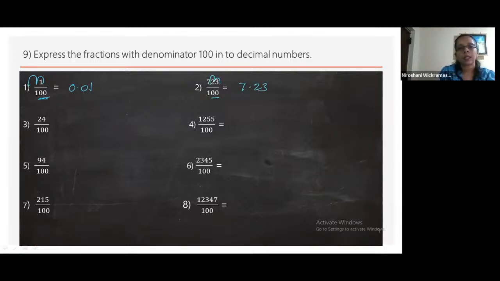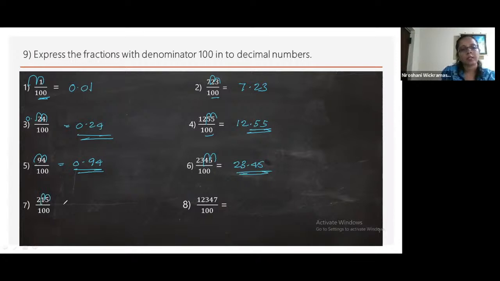Now the decimal place is here. Now look at where is the decimal place. 1, 2. Now it is here. 0.24. Now look at 1, 2 places back, 12.55. 1, 2 places back, 0.94. Count 1, 2 places back, 23.45. 1, 2 places back, 2.15. 1, 2 places back, 123.47.